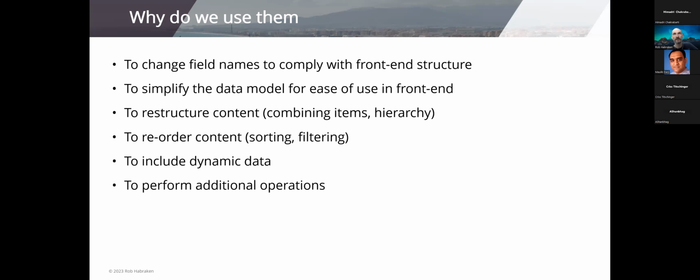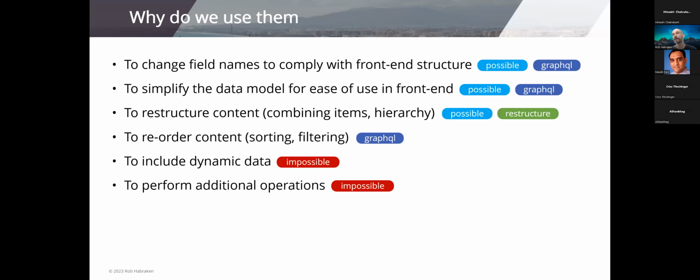use custom content resolvers. Doing things like changing field names or simplifying the data model, all to make the front end integration easier. Maybe restructuring content, like combining items, or even changing the hierarchy of items. Doing things like reordering, sorting, filtering, but also quite heavily including dynamic data, and performing some additional operations triggered by retrieving content from a request going onward.